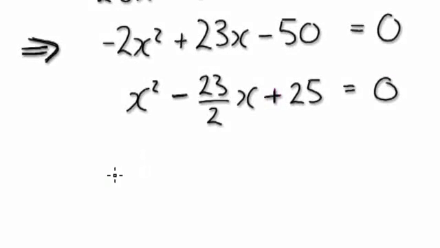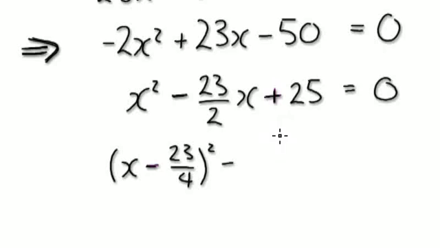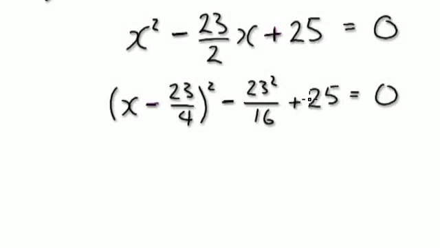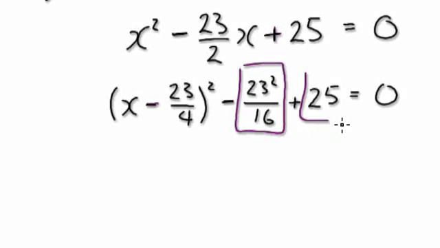Now complete the square here. So this will be x, and remember, I'm going to need half of this here. Half of this here will be minus 23 over 4, squared. And then take away the rubbish, which will be 23 squared over 16, and then plus 25. Now merge these two together.